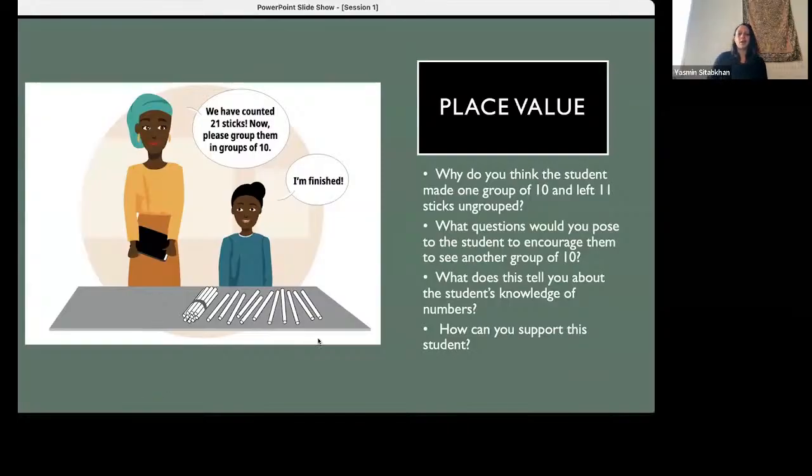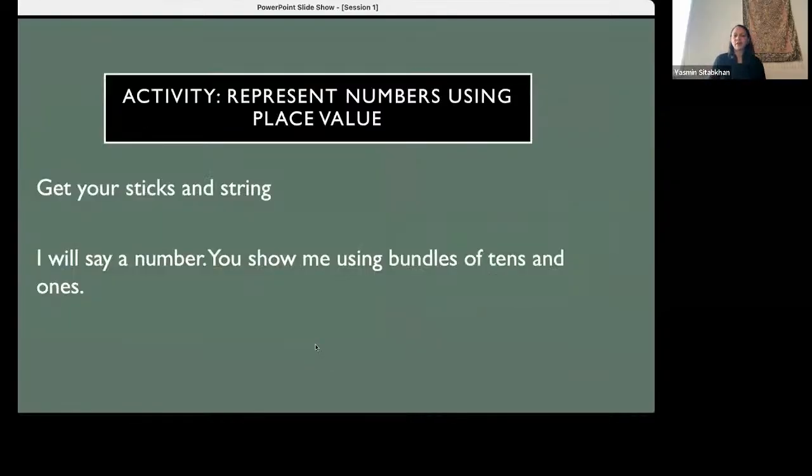Okay, I'm going to go ahead and keep going. Thank you everyone for sharing. So let's talk a little bit about place value. Hopefully everyone has some sort of sticks, and I have sticks and rubber bands here. I don't know if people have sticks, but these are sticks, and I have some rubber bands.